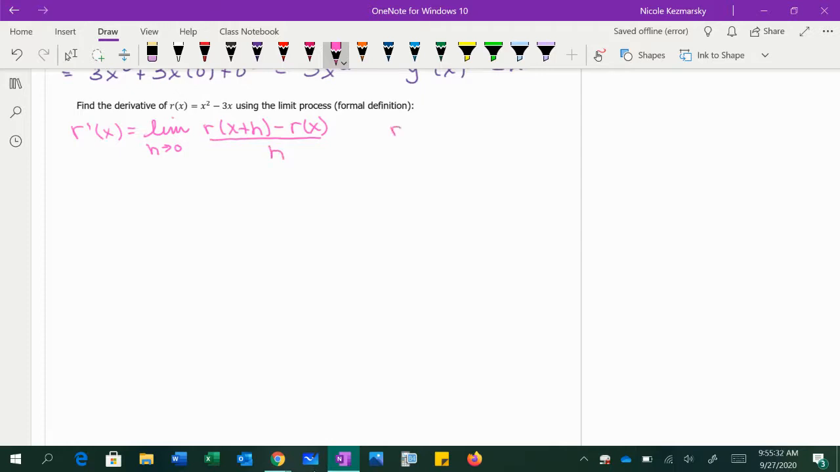So for this one, to find r of x plus h, I'm going to look at my function, which is x squared minus 3x. I've got two places to plug in an x. So we've got something squared minus 3 times something. So I'm going to put in x plus h for both of those x's. If I expand this, I'm going to get x squared plus 2xh plus h squared minus 3x minus 3h. And then r of x is x squared minus 3x.